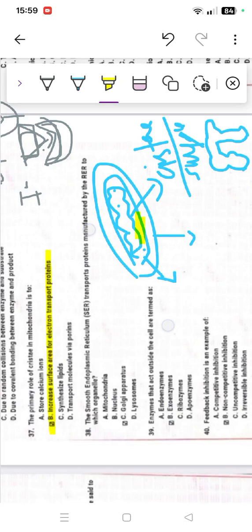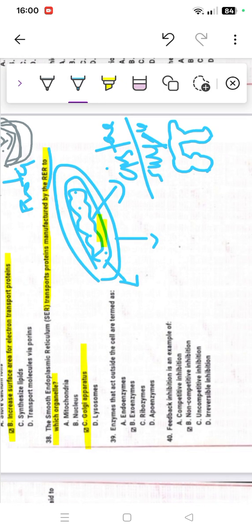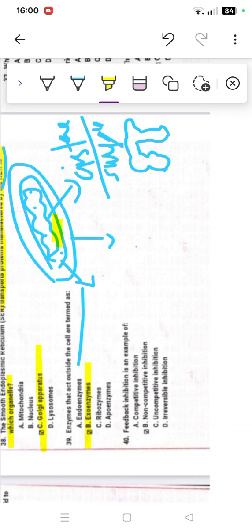Let's see, and there is a question: smooth endoplasmic reticulum transports protein manufactured by RER to which organelle? For suppose RER means protein synthesis here, now it will be transported by which organelle? These are all functions of the Golgi apparatus. Okay, then the question comes: enzymes that act outside the cell are called exoenzymes, which work outside. Feedback inhibition is an example of non-competitive inhibition, right?